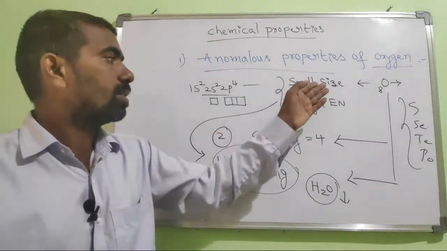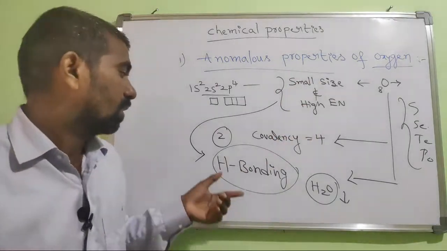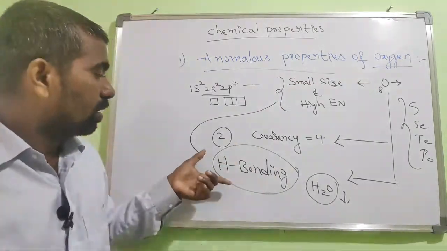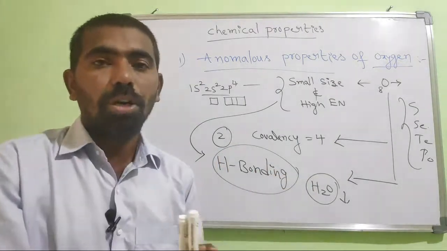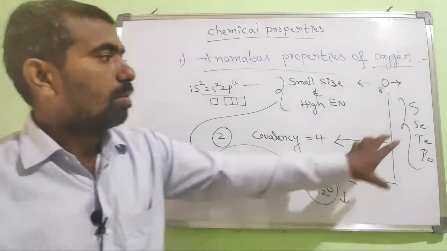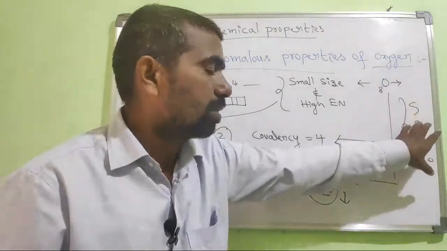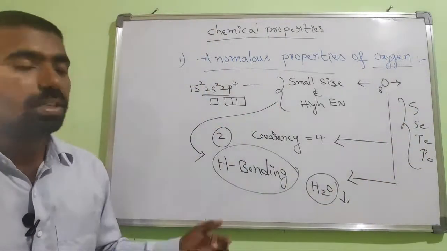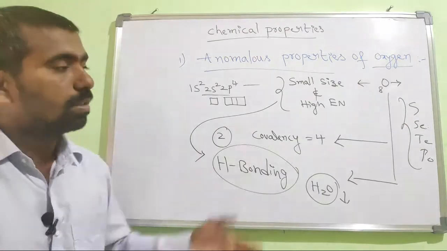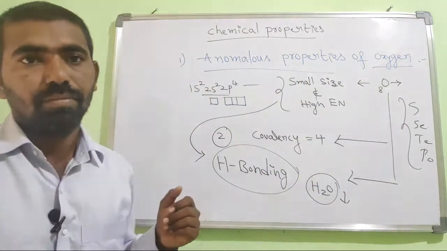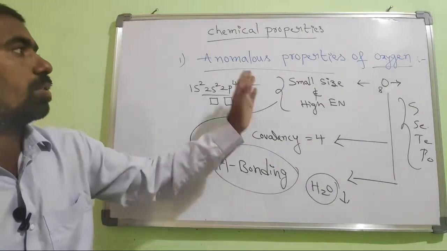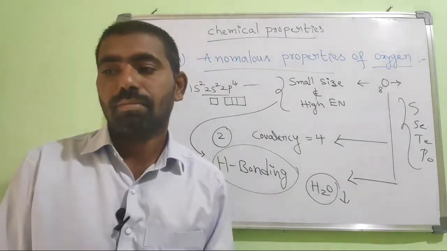And due to small size and high electronegativity, it forms very strong hydrogen bonds in the case of the H2O molecule. The other elements exhibit covalency more than 4 because they consist of d orbitals in the valency shell. So these are about the anomalous properties of oxygen.